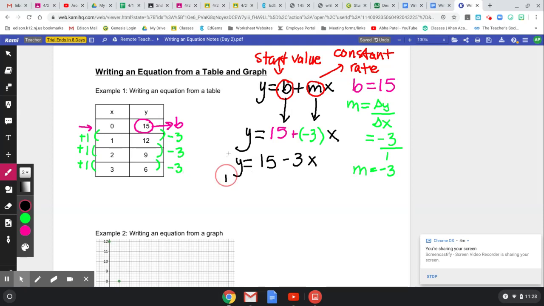Okay, this is your final equation. Your equations have to have an x and y in it. This is how you write an equation. All right. And the next video is going to be about using a graph to find an equation.